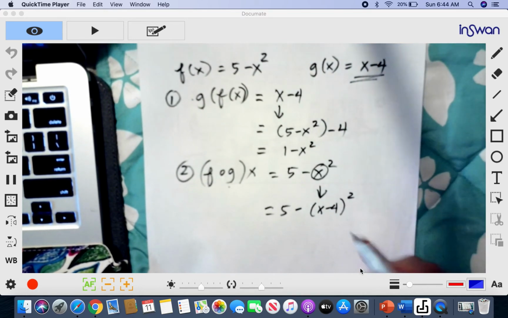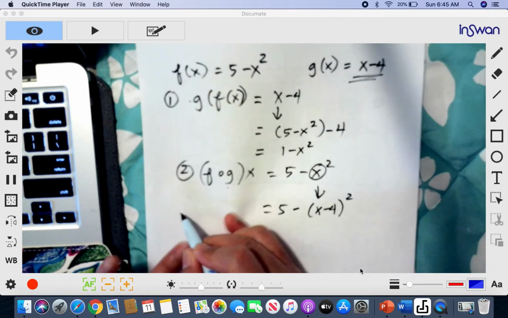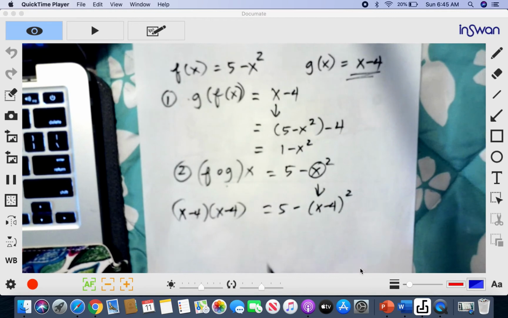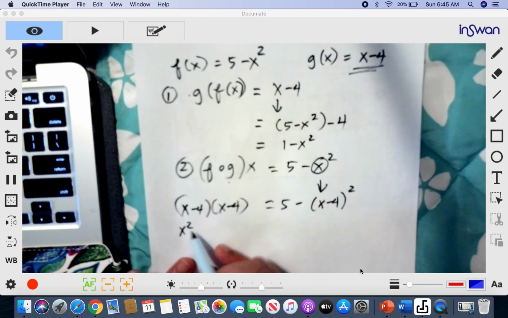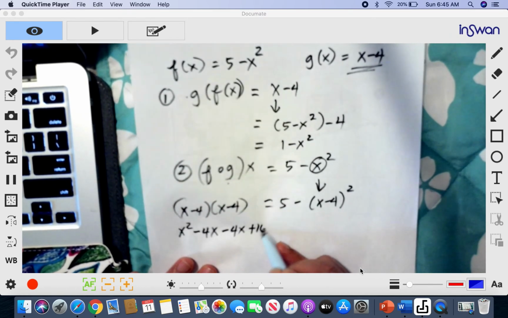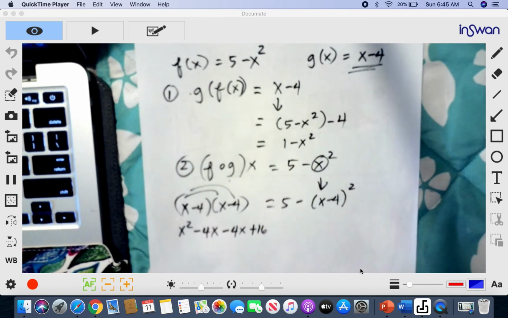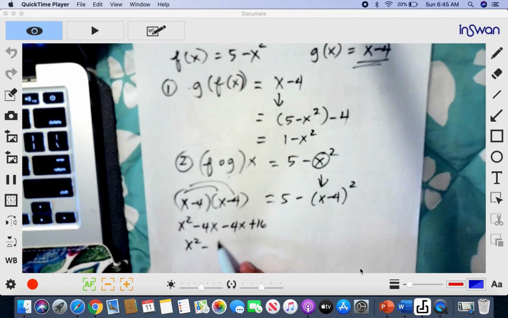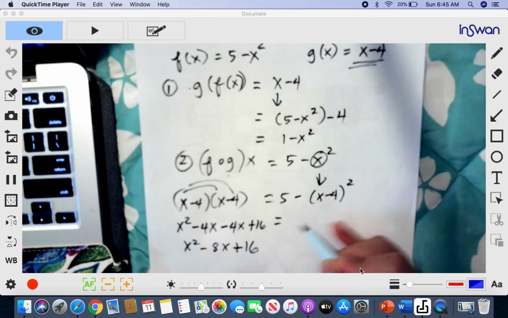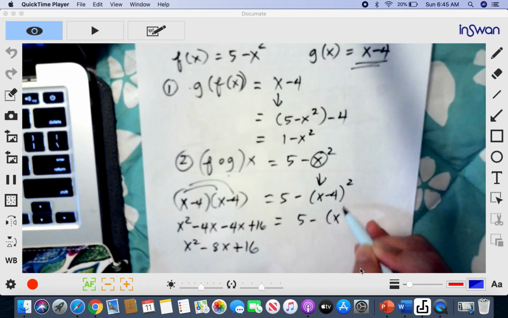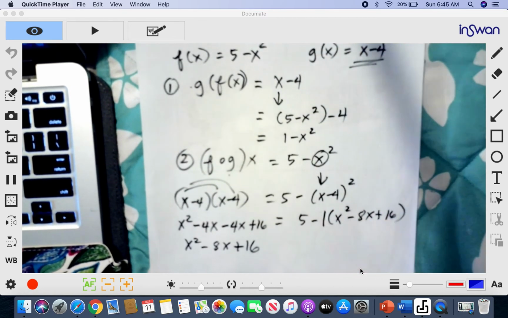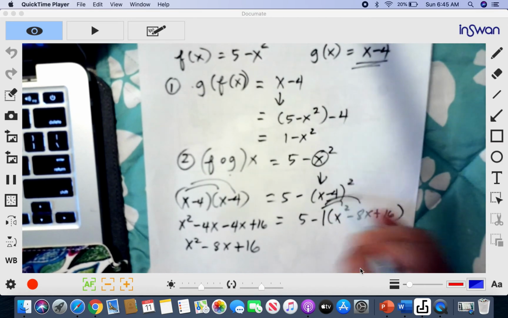And so after that, we will multiply x minus 4 by itself. So x minus 4 times x minus 4 gives us x squared minus 4x minus 4x plus 16 because we FOIL it. And so you have x squared minus 8x plus 16. We can replace this with 5 minus x squared minus 8x plus 16. Now notice there is a negative 1 beside this, so we need to distribute that.